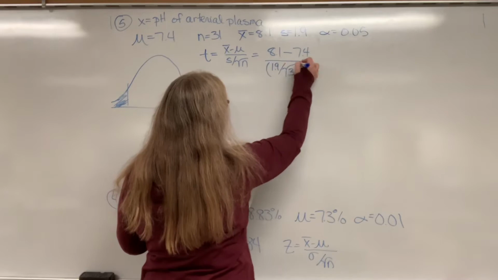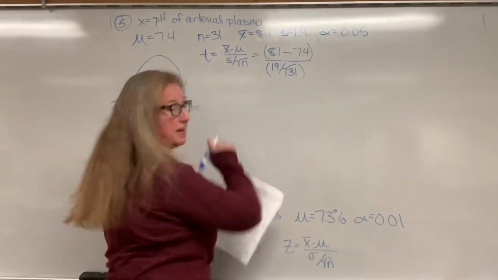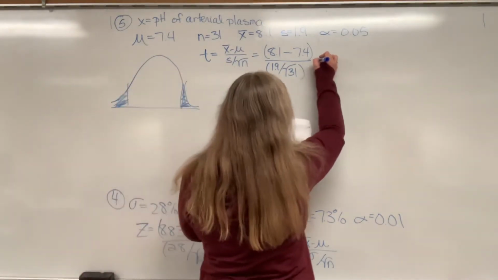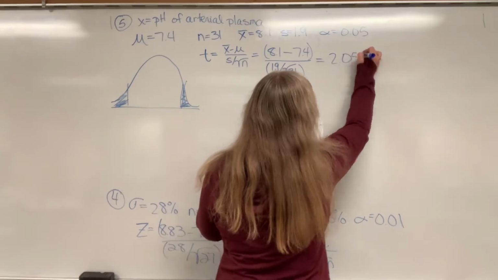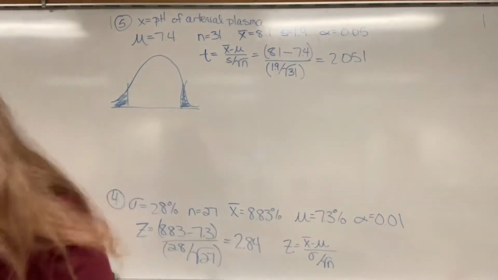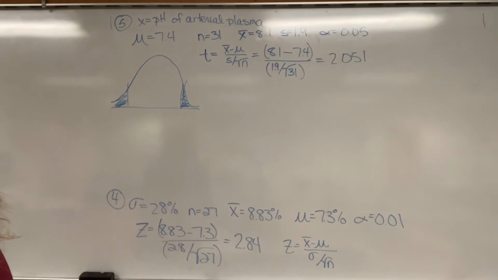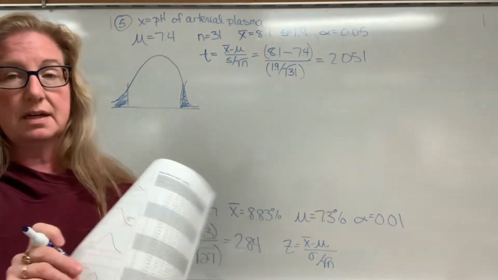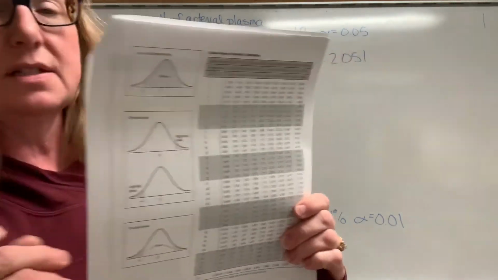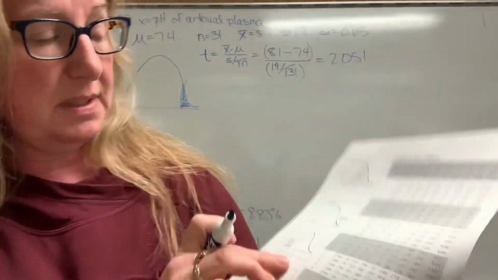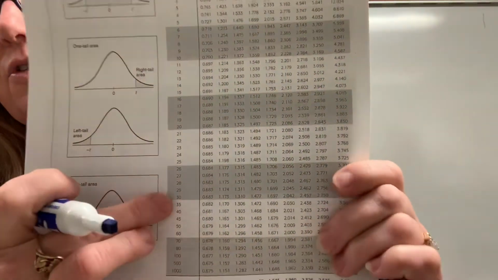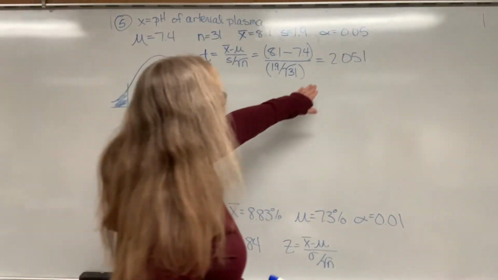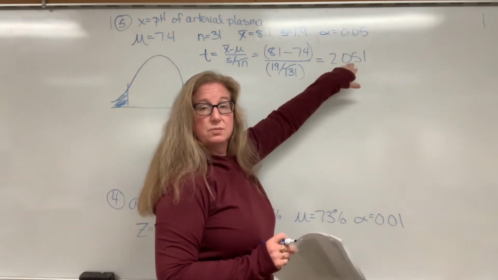Okay. And remember, this n is n, not n minus 1. And I find that that value is 2.051. I go to my t-chart, magic t-chart here. Let's see where it is. I go to my t-chart, and if n is 31, then my degrees of freedom is 30. So I go down to the 30 row and I go across until I find a value that this falls in between two values where this is on the t-chart.